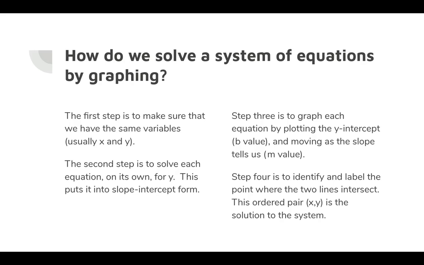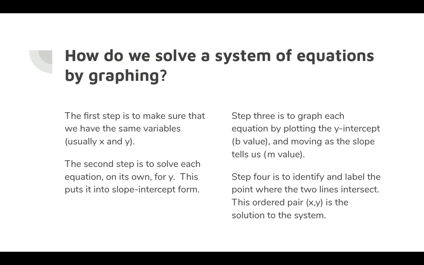The next step is to make sure that we solve for y. So we want to have them in slope-intercept form, which, if you remember, is the y equals mx plus b format that we discussed in the earlier chapters. Step 3 is to graph. Now remember, when we're graphing these, because they're in slope-intercept form, we already know the y-intercept. That's the whole purpose of the intercept part of that form. So we find that b value, go to the y-axis, and plot our point. Then find the slope and move according to the slope.